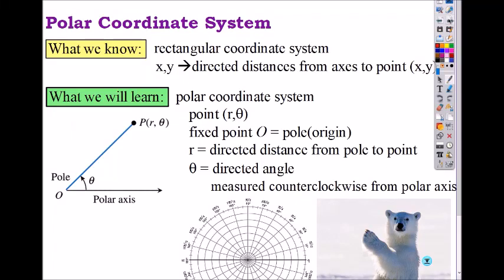Coordinate system. So what we already know is the rectangular coordinate system where you have x and y. The x is for horizontal distance, y for the vertical distance, and you put it in an ordered pair form. Now we are moving on to the polar coordinate system where now you have r comma theta. Guess what r is? The radius. And theta is the angle.